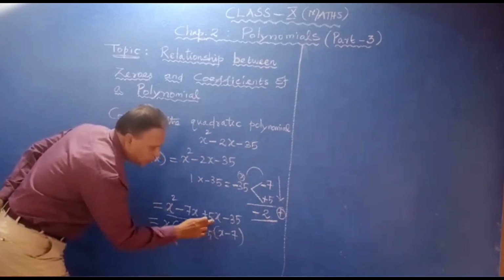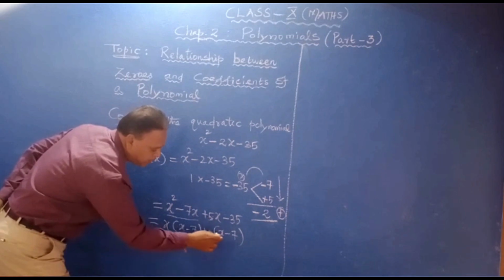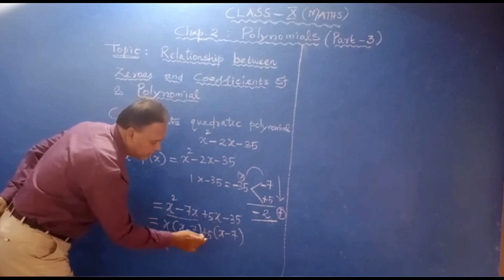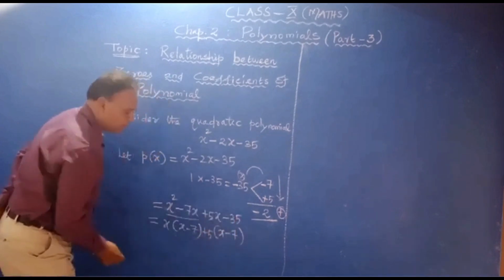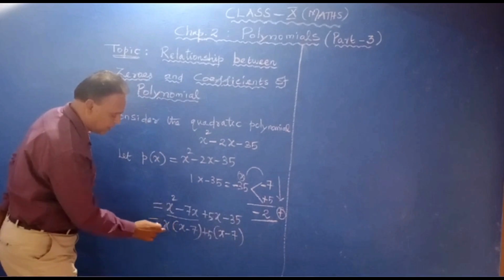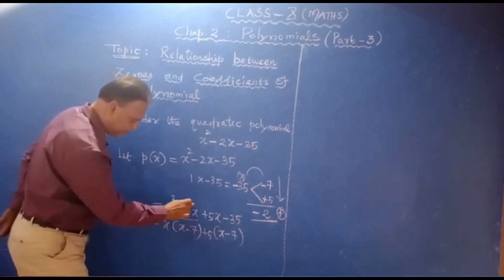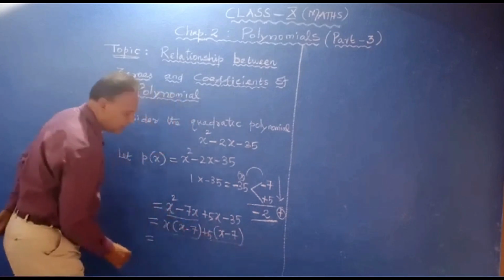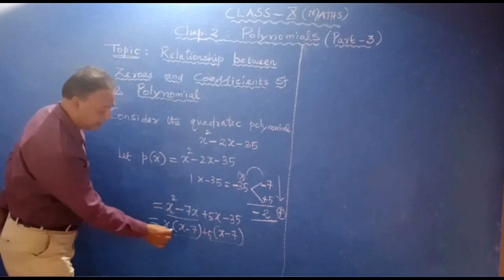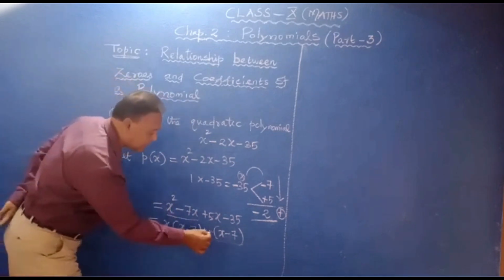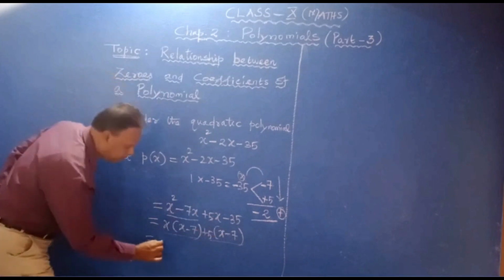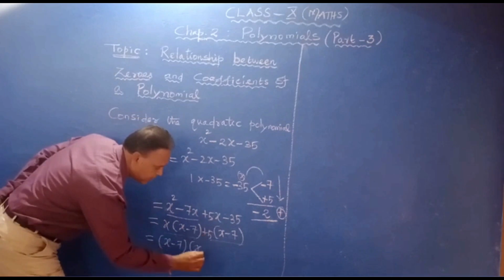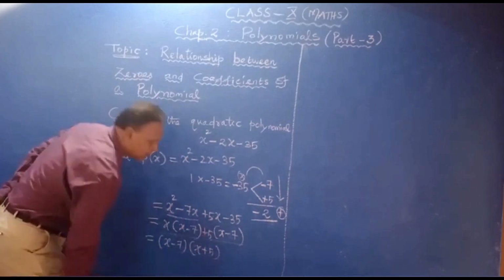Because x is there here, to get 5x we multiply by plus 5. If you have doubt, multiply and see: plus 5 into x is plus 5x, and plus 5 into minus 7 is minus 35. Also x into x is x squared, and x into minus 7 is minus 7x. Now in these two terms, what is the common factor? x minus 7 is the common factor. Taking out x minus 7, the remainder here is x and here is 5.